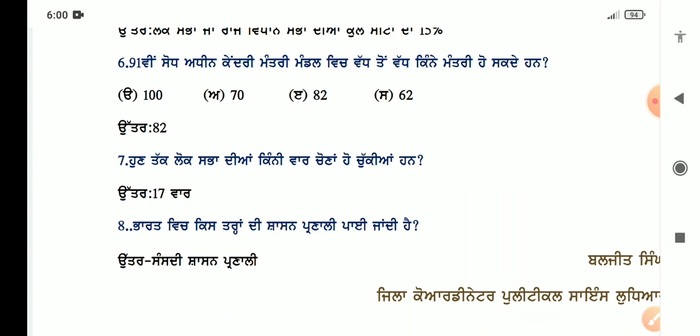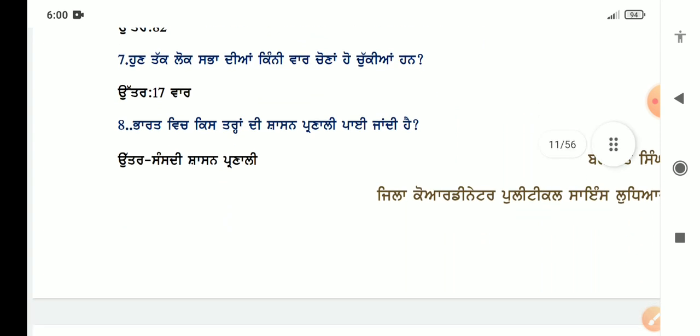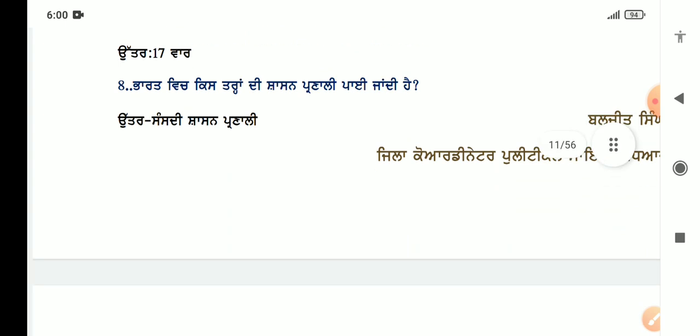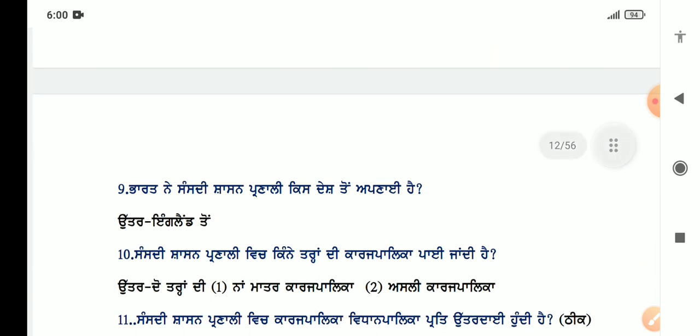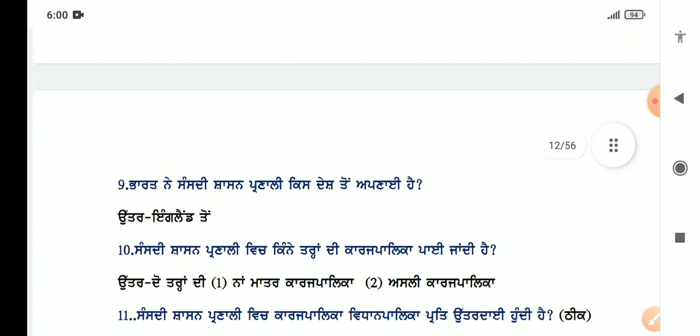How many general elections have taken place so far? 17. What form of government does India have? It is parliamentary form of government. Where has India borrowed parliamentary form of government from? From England.